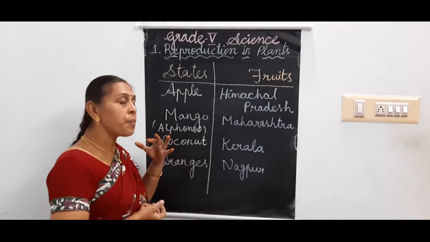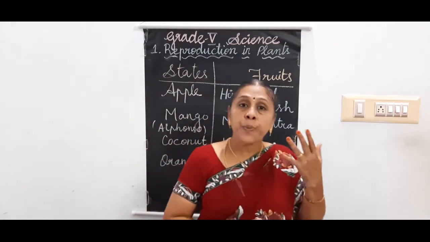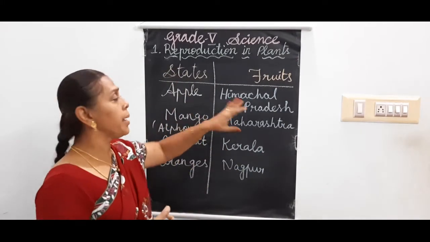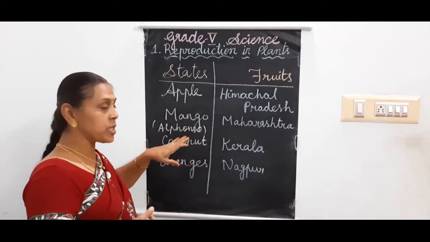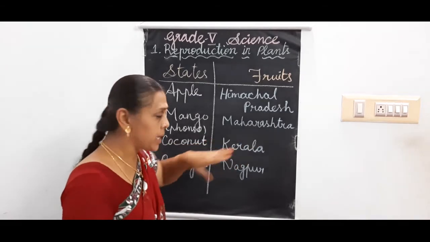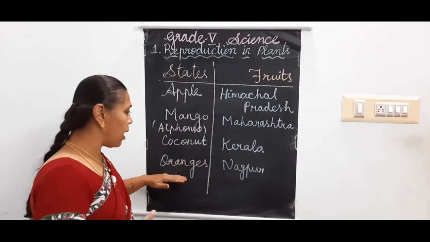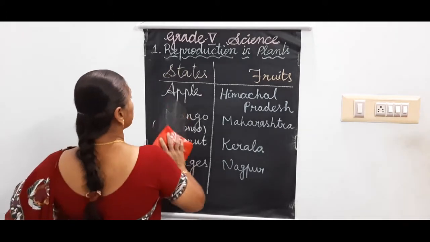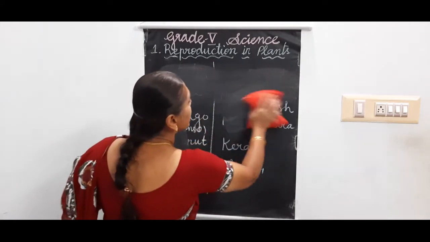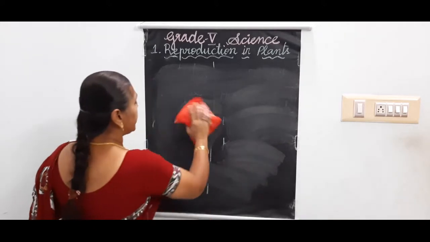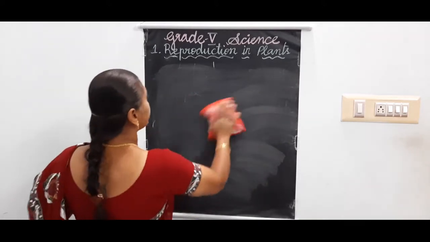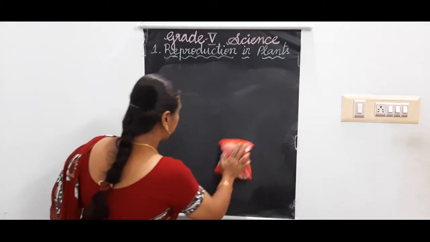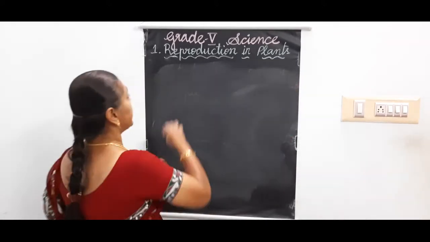So, some places are very special for certain fruits. What are they? Apple, Himachal Pradesh. Mango, particularly Alfonso in Maharashtra. Coconut, Kerala. And oranges, Nagpur. Okay, so in such a way, the crops produced in large quantities to satisfy our needs is called agriculture.